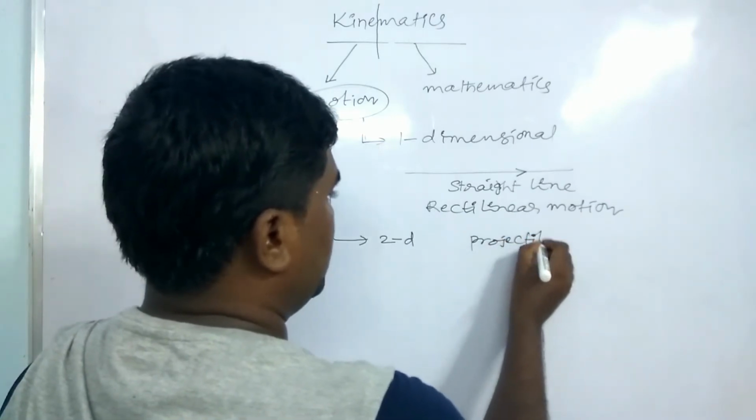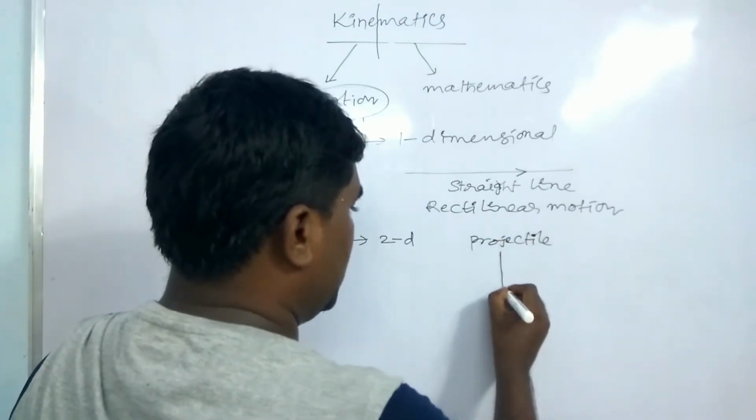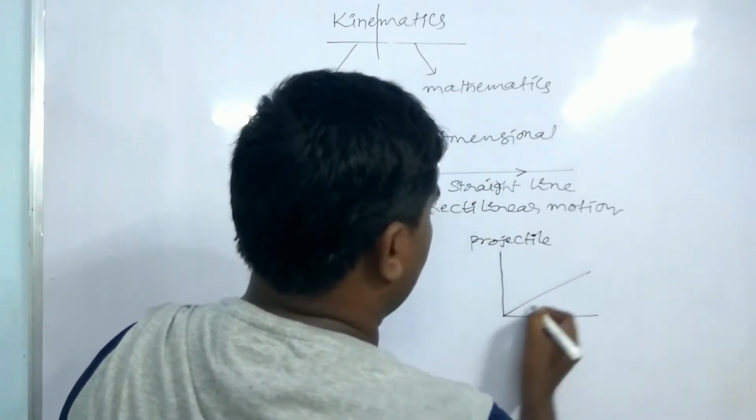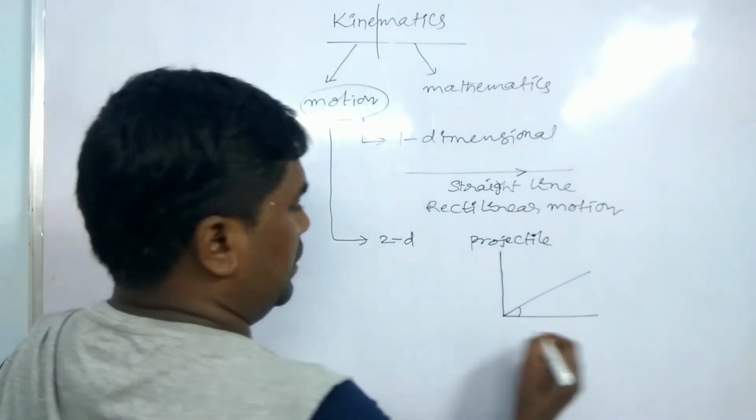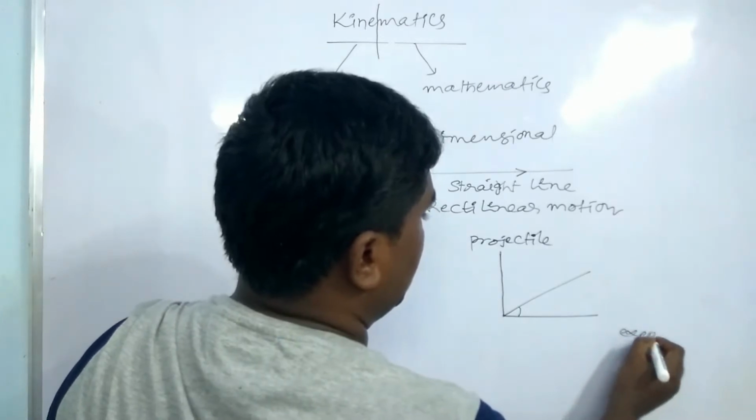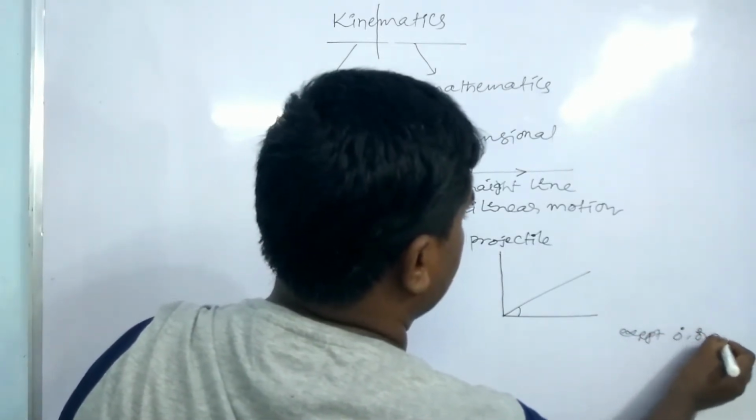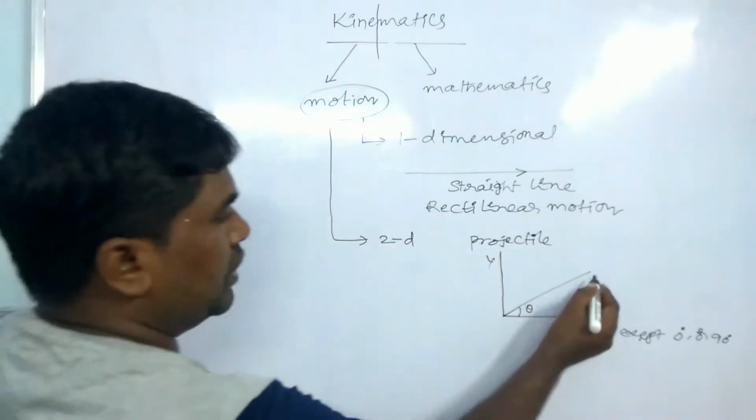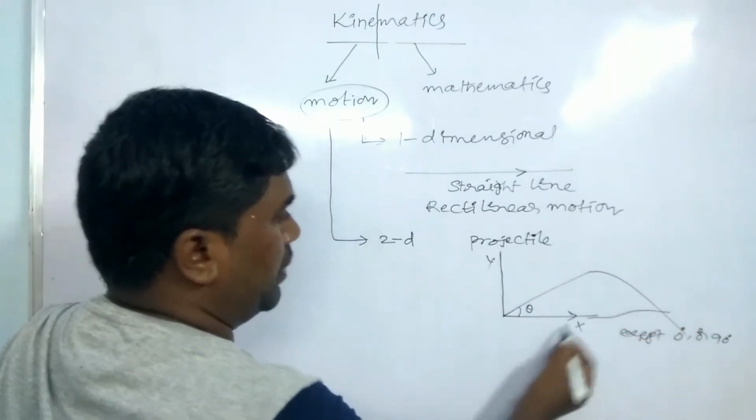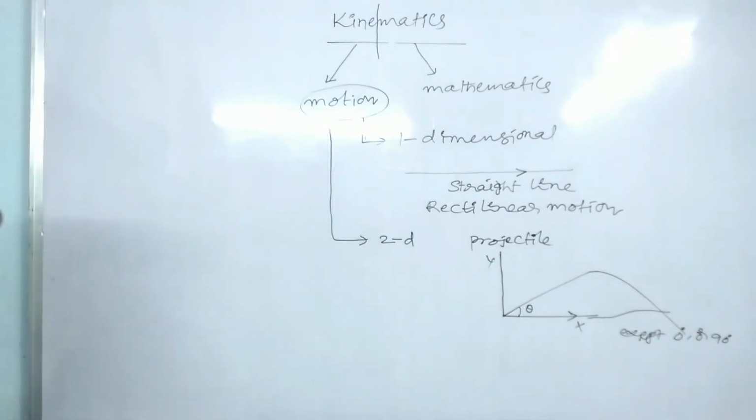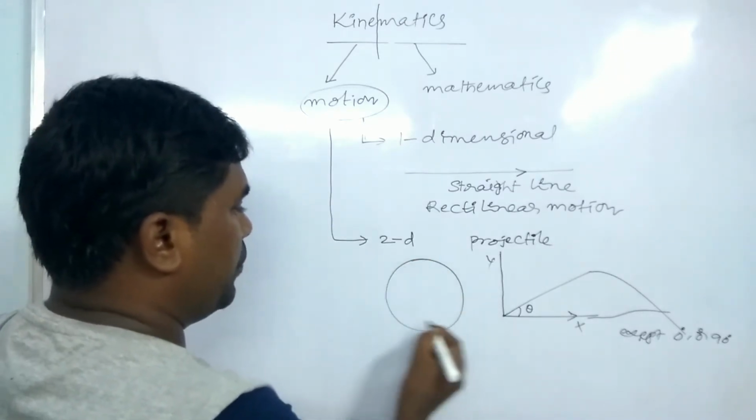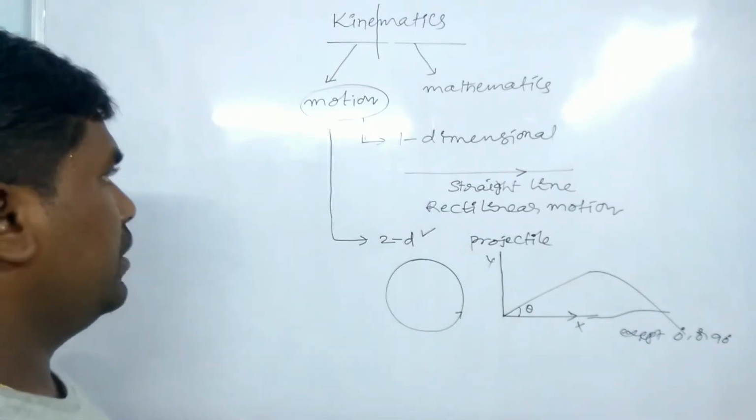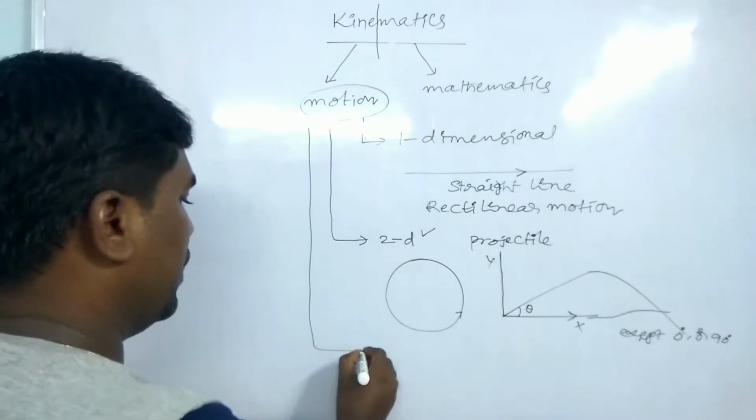Projectile motion. In the case of a projectile, you already know that a particle which is projected at some angle to the horizontal surface, except 0 or 90 degrees, any other angle, is called a projectile. So this type of motion is two-dimensional. Okay. And circular motion. If a particle is moving in a circular path, that motion is understood as two-dimensional motion.